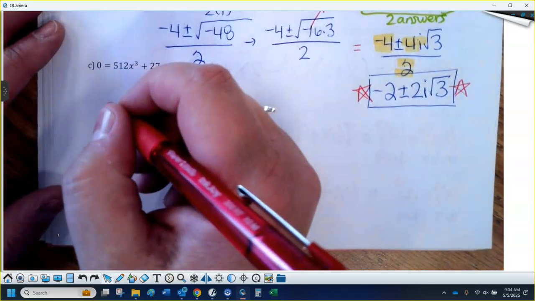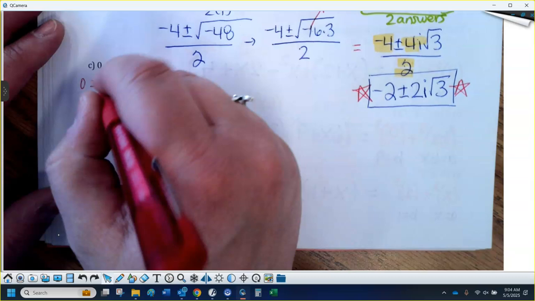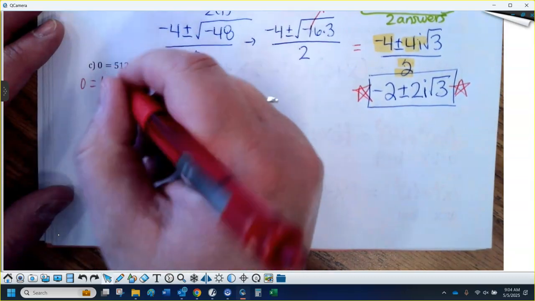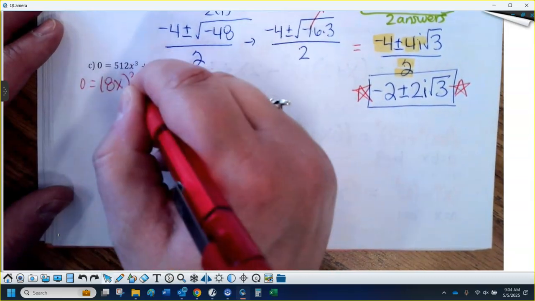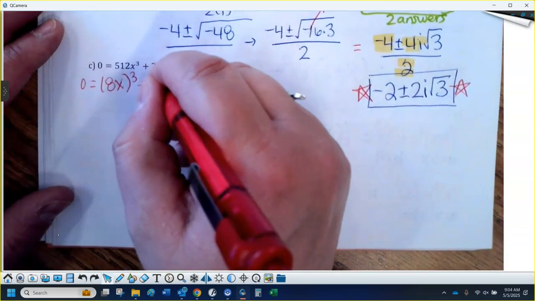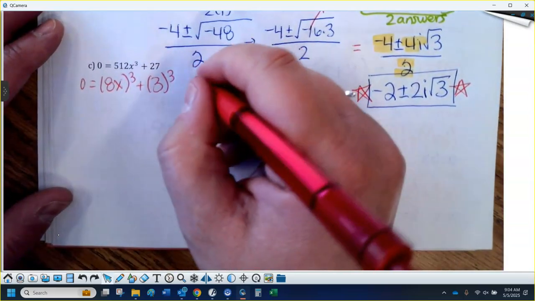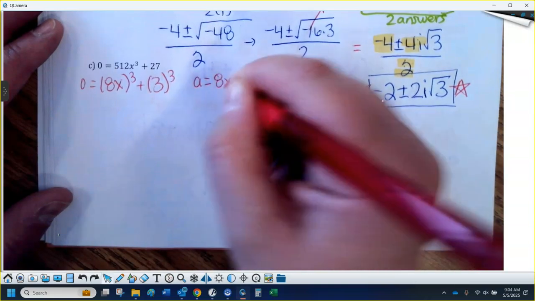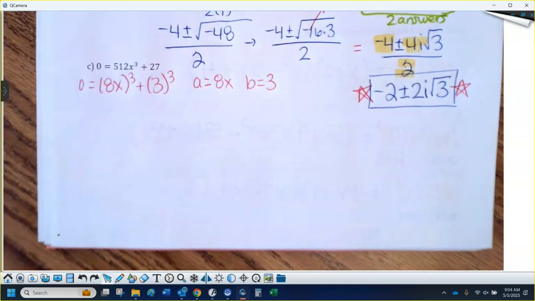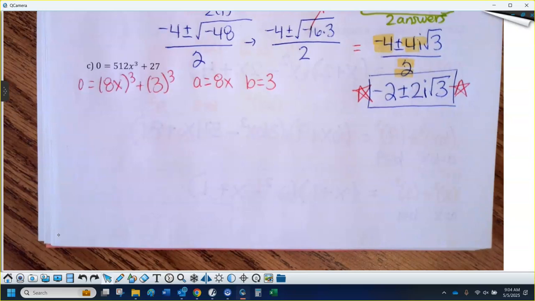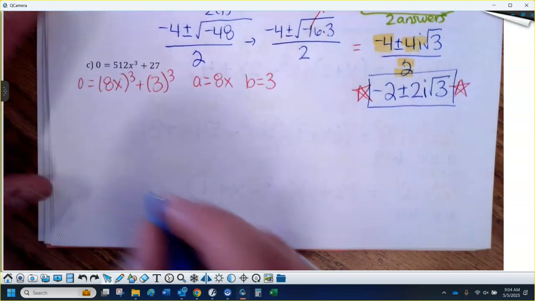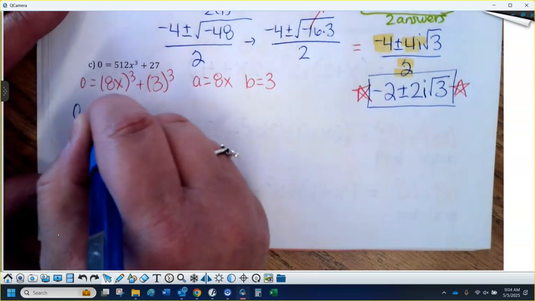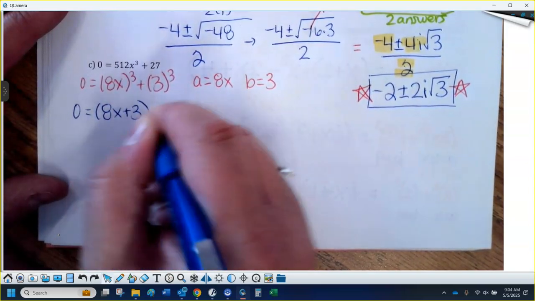All right, so this guy is the same as 512 is 8 to the third power. So this is 8x cubed plus 27 is 3 to the third power. So for this guy, my a is going to be 8x. And my b is going to be 3. So when you use that sum or difference of cubes, this is a sum of cubes here, you got to be careful because if there's a number in front of the a, like this is 8x, I always think that one's tricky. So your factored form, we're just going to have 8x plus 3.